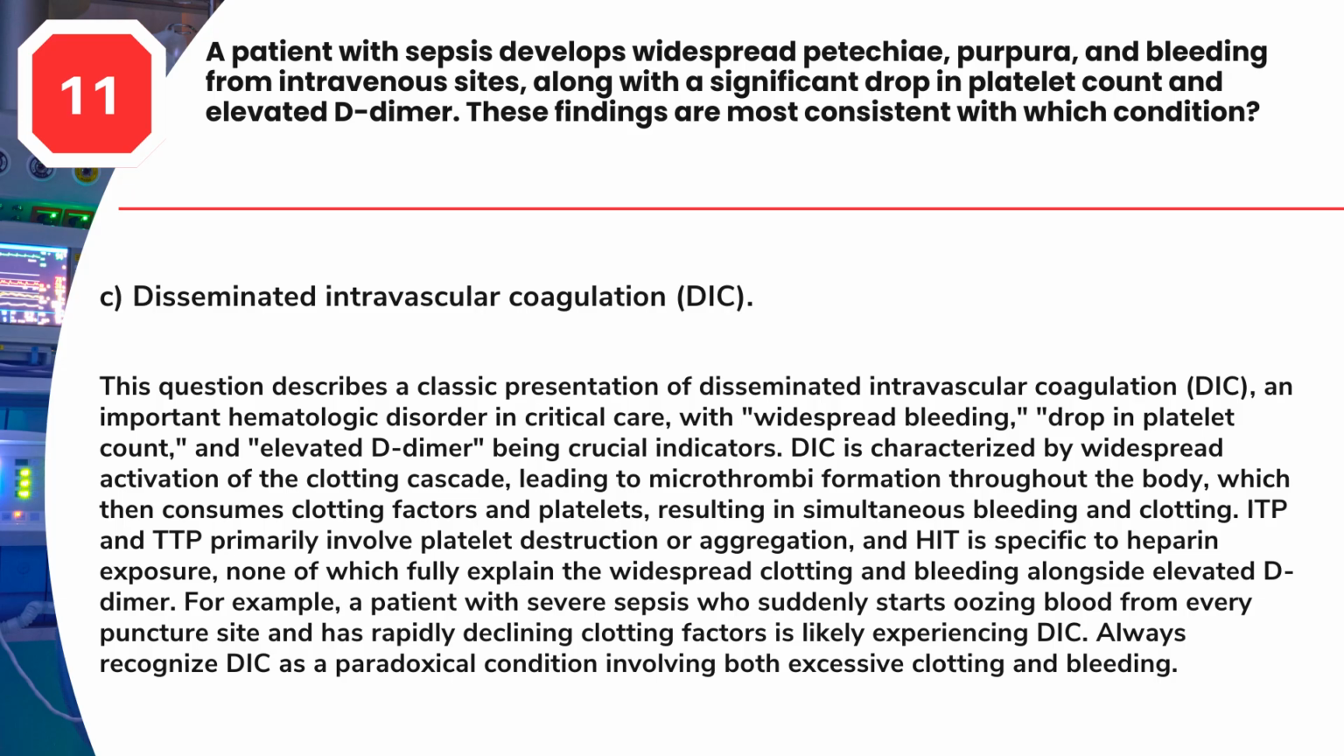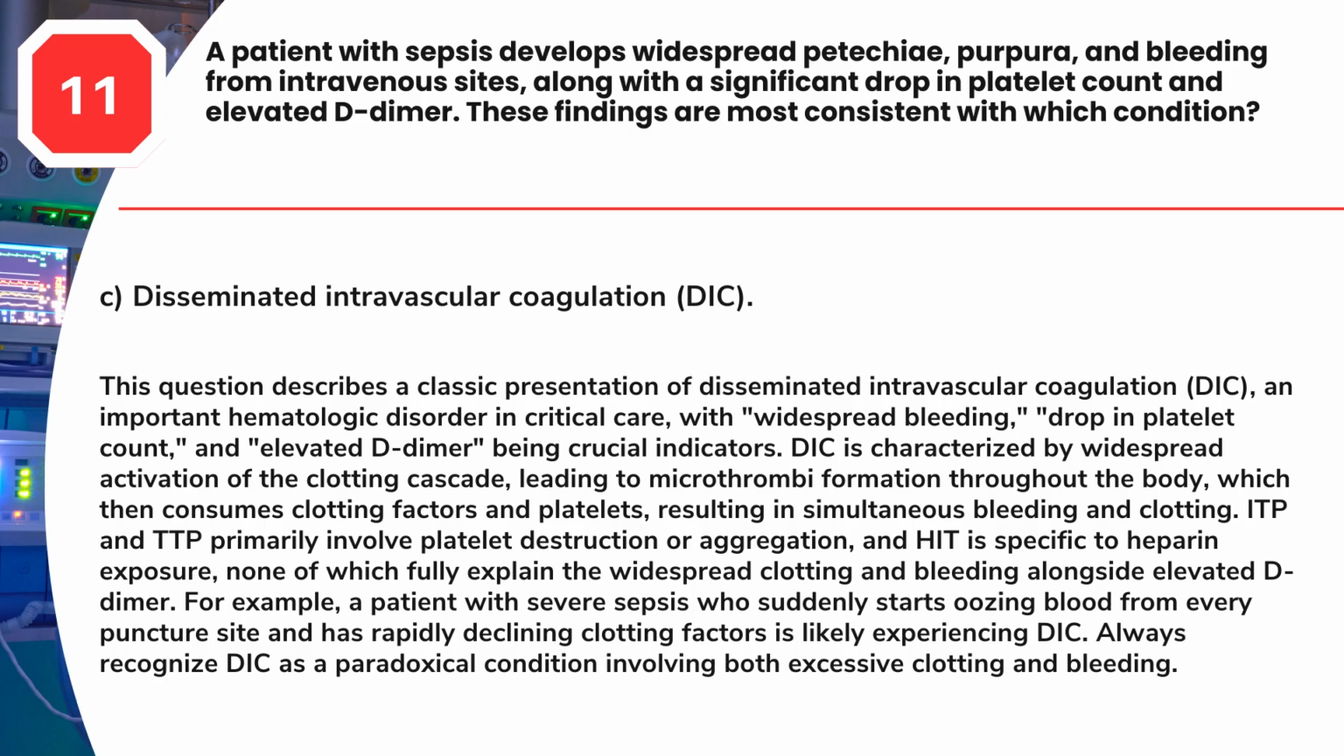Answer C. Disseminated intravascular coagulation, DIC. This question describes a classic presentation of disseminated intravascular coagulation, DIC, an important hematologic disorder in critical care, with widespread bleeding, drop in platelet count, and elevated D-dimer being crucial indicators. DIC is characterized by widespread activation of the clotting cascade, leading to microthrombi formation throughout the body, which then consumes clotting factors and platelets, resulting in simultaneous bleeding and clotting.